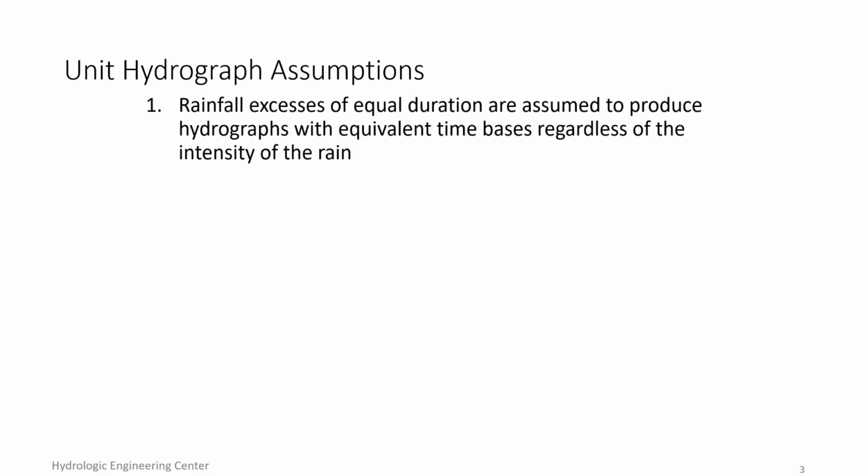The first assumption is that excess rainfall of equal duration is assumed to produce hydrographs with equivalent time bases, regardless of the intensity of the rain. The time base is referring to the duration of direct runoff, after accounting for losses and removing the base flow. Regardless of how many inches of rainfall within a specified duration, you will get the same time base.